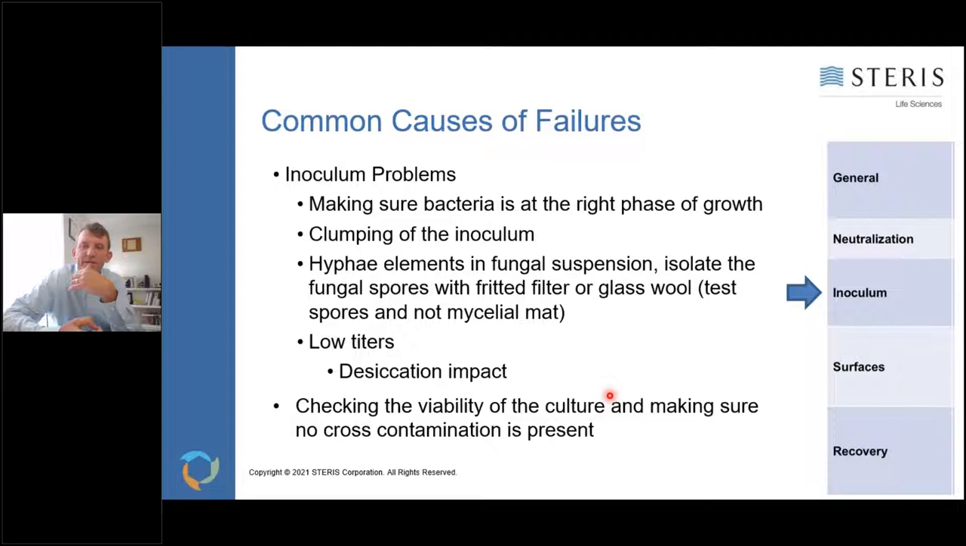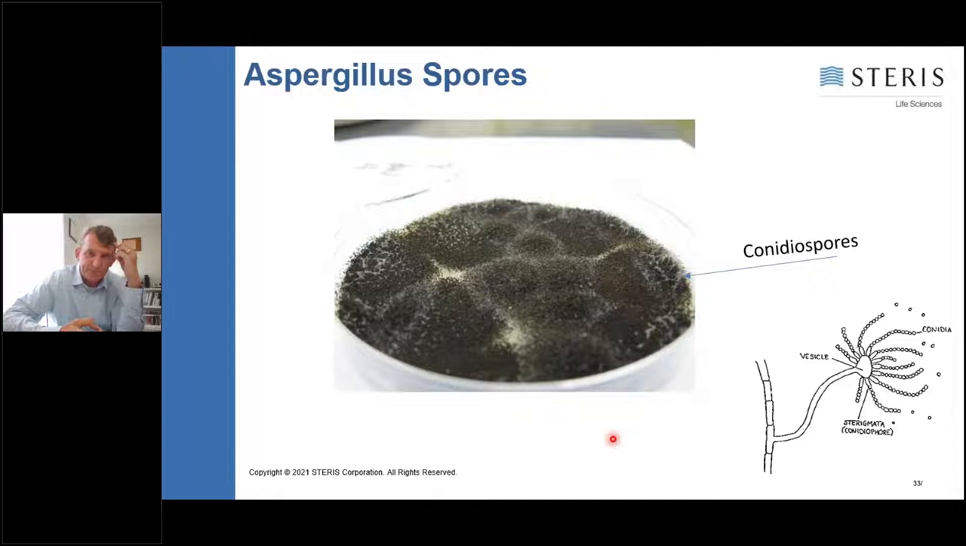So looking at that a little bit more on the next slide, talking about the fungi, you can see here an Aspergillus culture. And if you look closely at the white hairs at the top there, you can see some actual conidiospores coming off of that fungi. The fungi, again, are going to be eukaryotic, multicellular. So you're going to have these branching elements as they grow, and you really want to isolate and test those conidiospores. That's really the part of the challenge you want to look at.